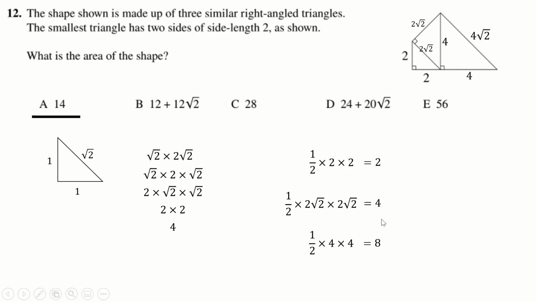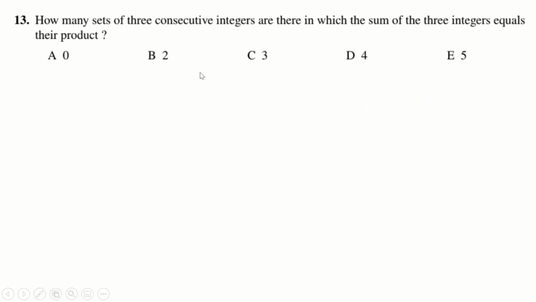Add them all together. You could have also used scale factor stuff across areas and lengths if you've done that. So this triangle needs to be times by 2 to make this one. So this area here is 4 times bigger than that. If you've done that kind of scale factor, then you could have also employed that kind of tactic.